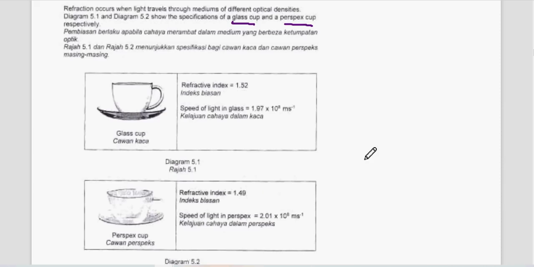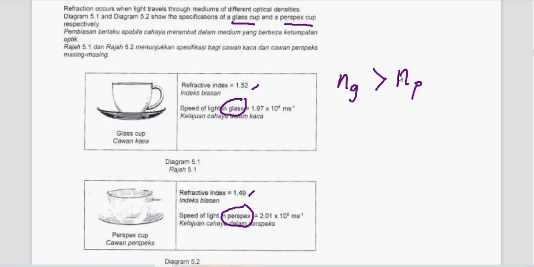And then from here, you can see this is glass, and then down here is perspex. Now you compare the refractive index. Let's say I'm using symbol N for the refractive index. So N for glass is 1.52. N for perspex is 1.49. So it means that N for glass is bigger. The refractive index for glass is bigger than perspex.